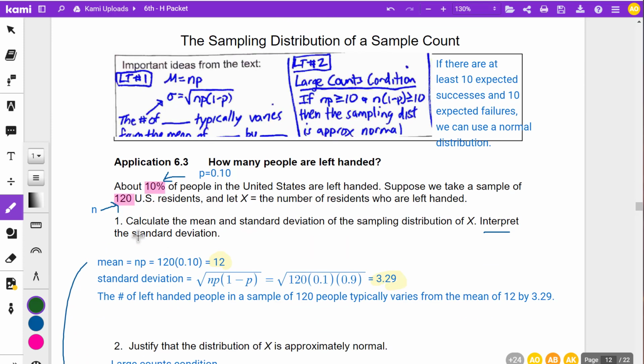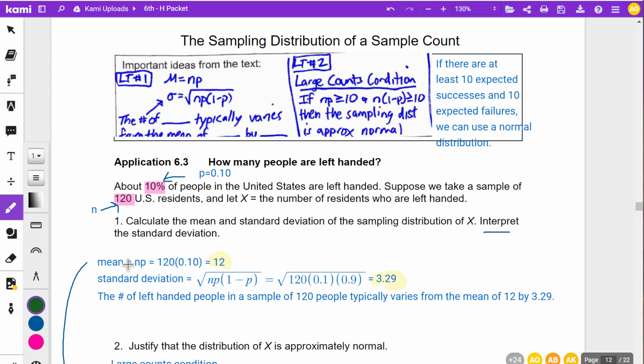So here we have an example. About 10% of the people in the US are left-handed. All right. By the way, that 10 does not have anything to do with that 10. It's just coincidence. It could have been 12%. Suppose we take a sample of 120 US residents and let X equal the number of residents who are left-handed. We need to calculate the mean and standard deviation and interpret the standard deviation.